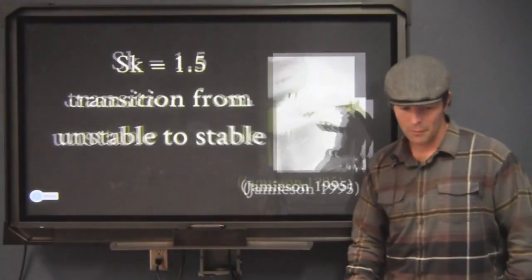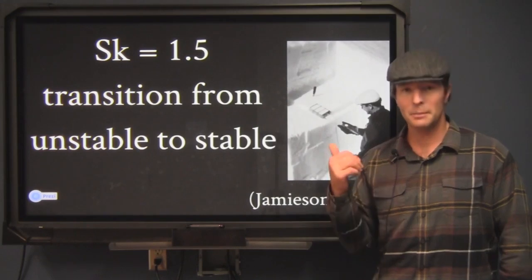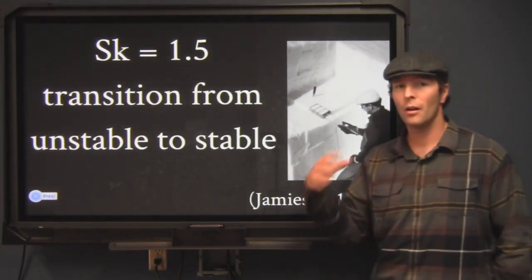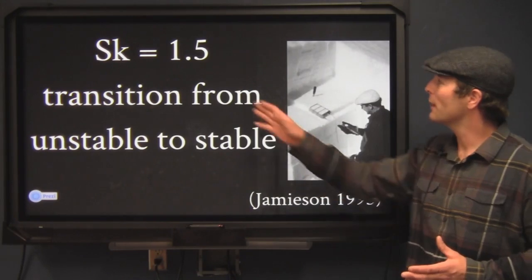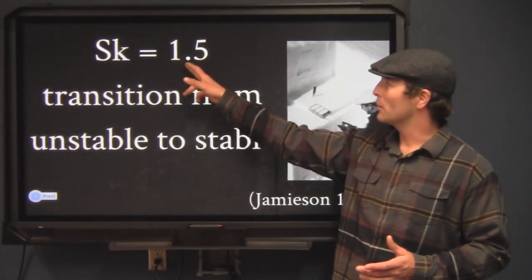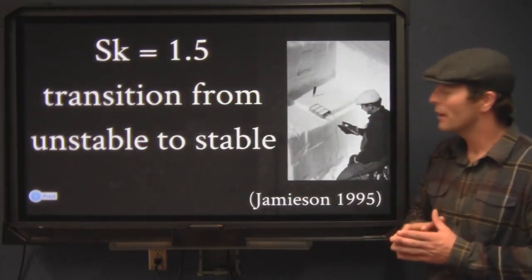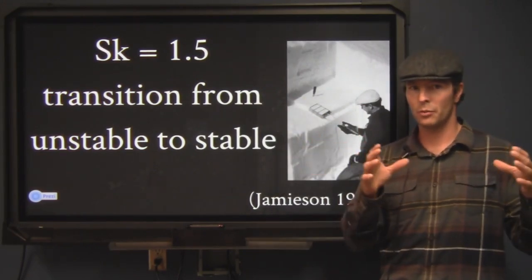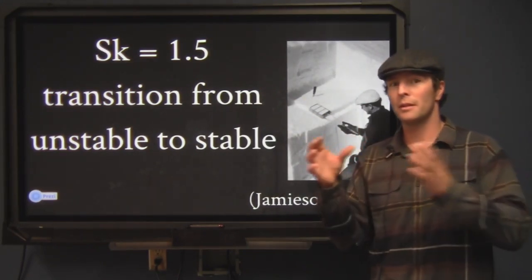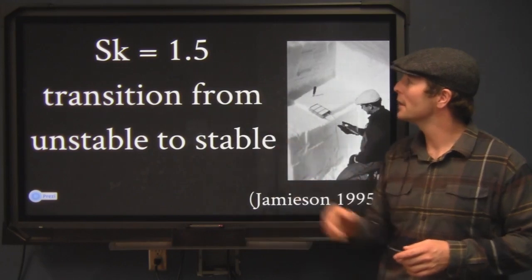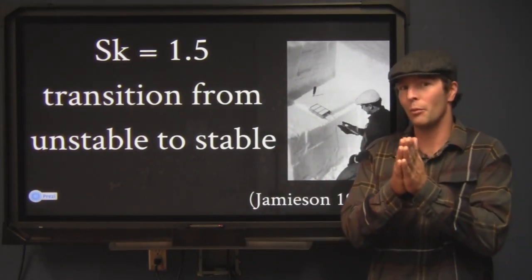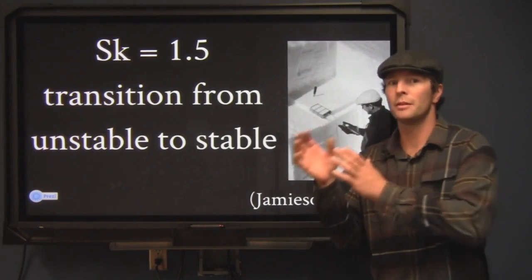Bruce Jamieson, in his PhD thesis back in 1995, did a lot of work with this skier stability index, and he found that between 1 and 1.5, the slopes surrounding his measurements went from more unstable to stable. So we're going to use 1.5 as the line where we move from unstable slopes to stable slopes.